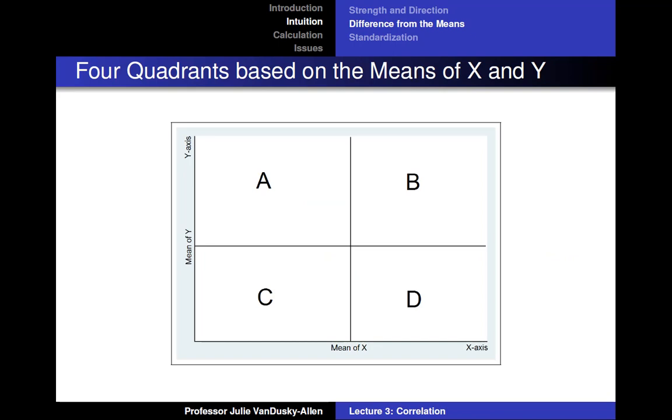I created a series of graphs to demonstrate what this means substantively. Imagine you have a graph with 4 quadrants. In quadrant A, all observations are below the mean of x and above the mean of y. In quadrant B, all observations are above the mean of x and above the mean of y. In quadrant C, all observations are below the mean of x and below the mean of y. And in quadrant D, all observations are above the mean of x and below the mean of y.